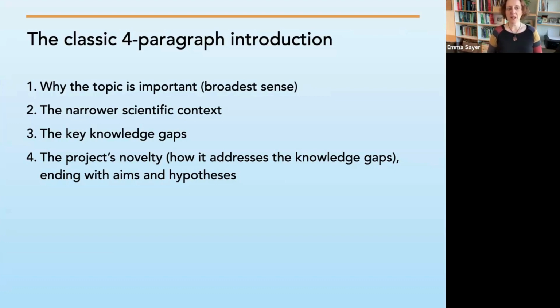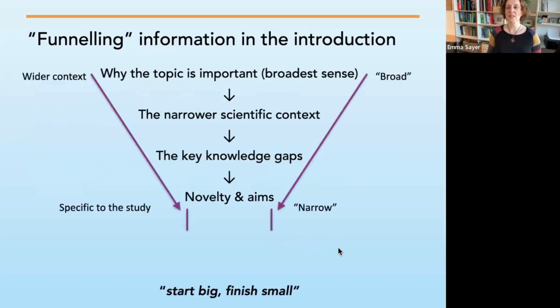We then think about what the key knowledge gaps are, or what the specific problem is that the study is going to address. And then we come to the actual study itself, and we end the introduction with the aims and hypotheses. And a really good way of thinking about this is using this concept of funneling.